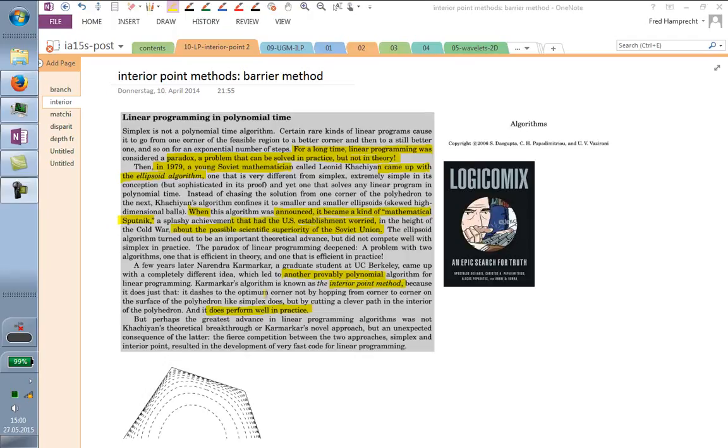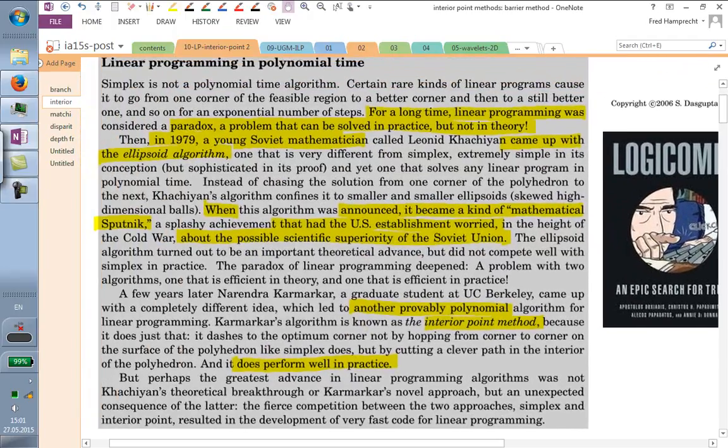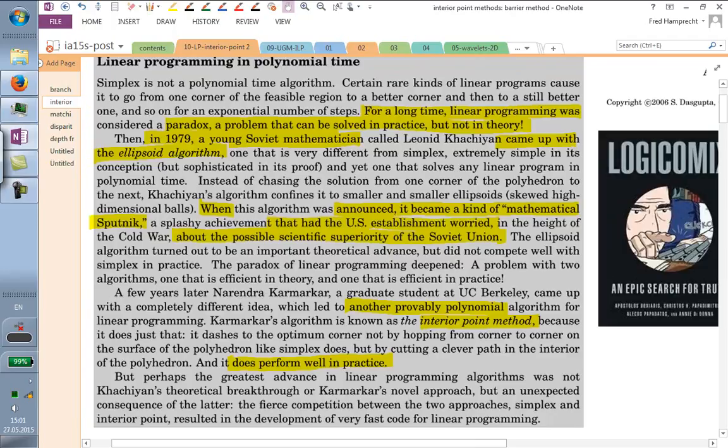So there was the simplex algorithm, which usually works quite well, but you can construct mean examples on which it will do arbitrarily badly. On mean examples, the simplex algorithm will require an exponential number of iterations. And hence, for a long time, as they write, linear programming was considered a paradox, a problem that could be solved in practice, though not in theory.